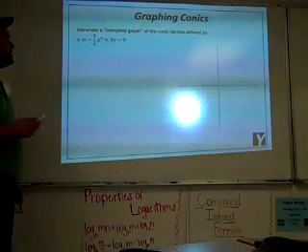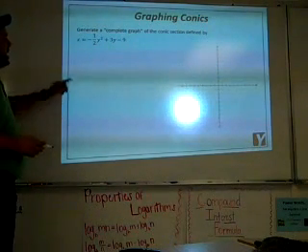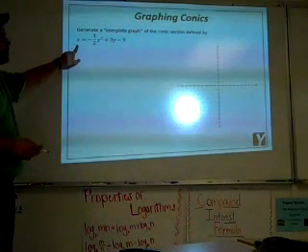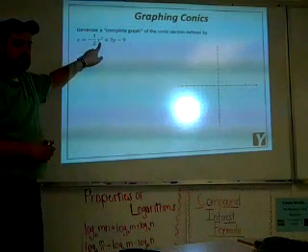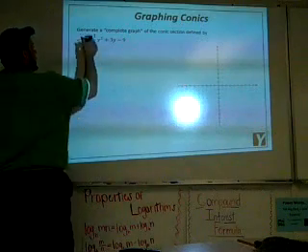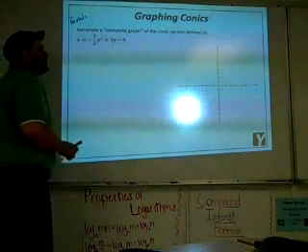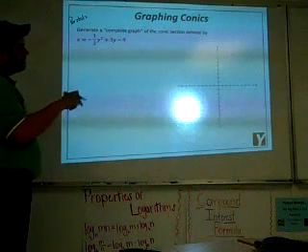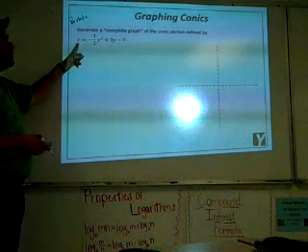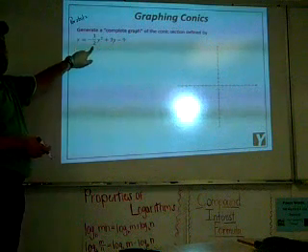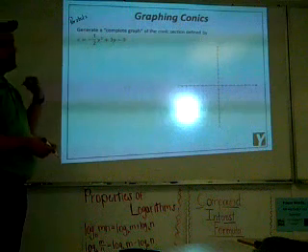x equals negative 1/2 y squared plus 3y minus 9. This is already in x equals form. I have a y squared term, but I don't have an x squared term. So this would tell me right away that we're going to have a parabola. It's going to be a parabola either opening to the right or to the left. Because it's already in x equals form, I know this is the value of a. a is negative 1/2. It's going to be a parabola that opens to the left.